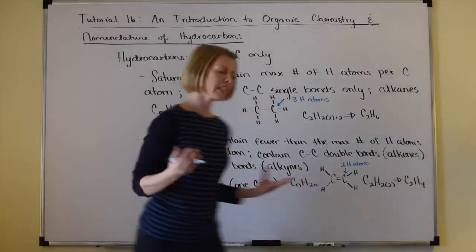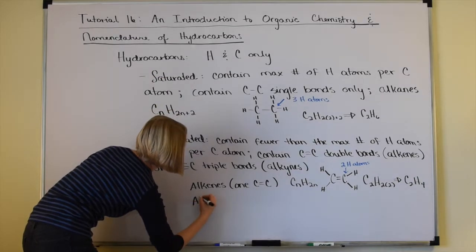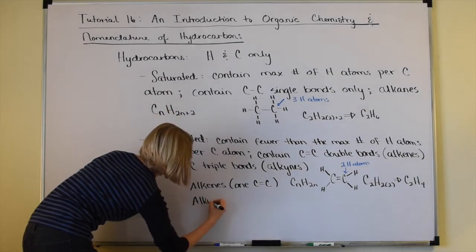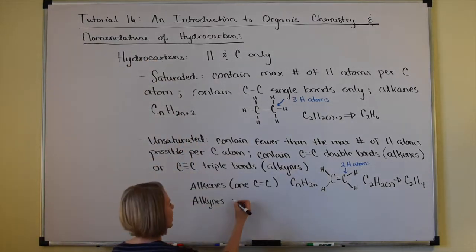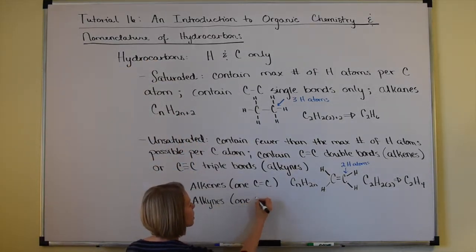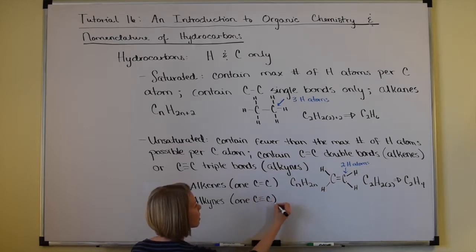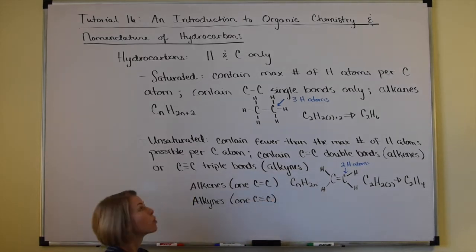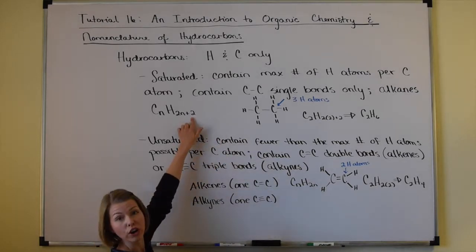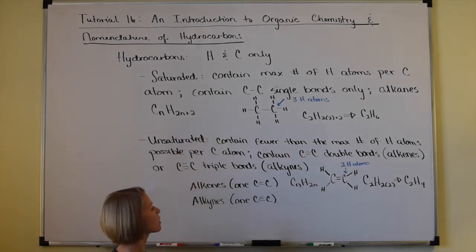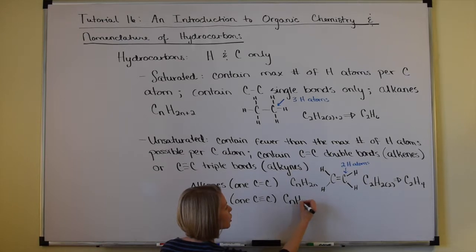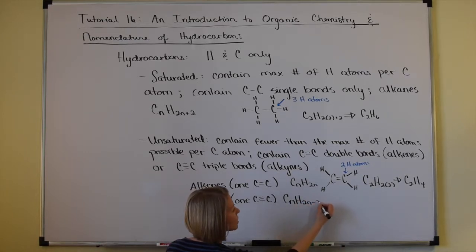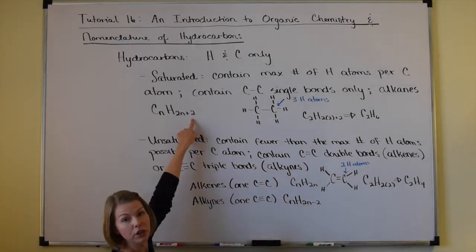The alkynes will have even fewer hydrogens. So for an alkyne with just one carbon-carbon triple bond, the number of hydrogens will decrease by 4 in comparison to the corresponding alkane. So it's going to follow the formula CnH2n minus 2, 4 fewer.